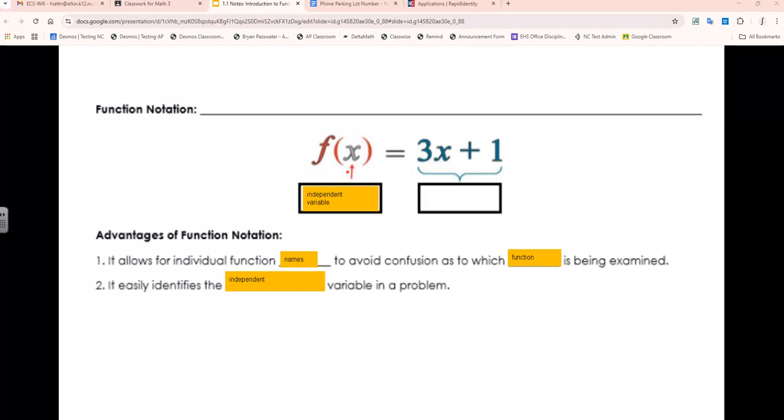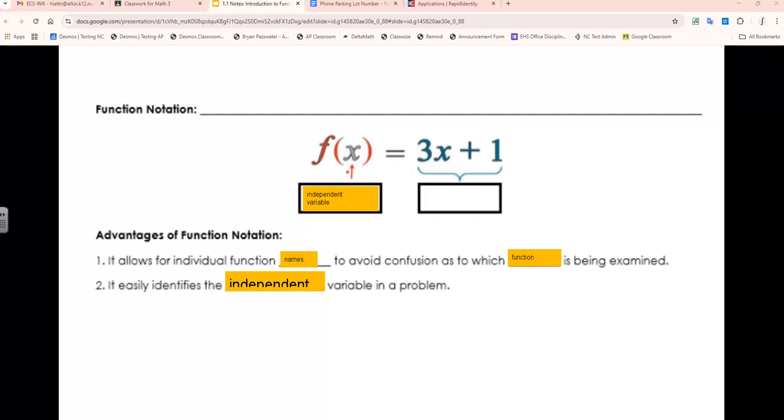Oh, I can make the font bigger. Here we go. We're good enough for here.